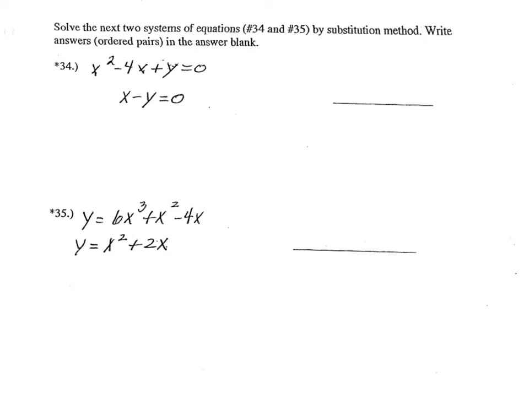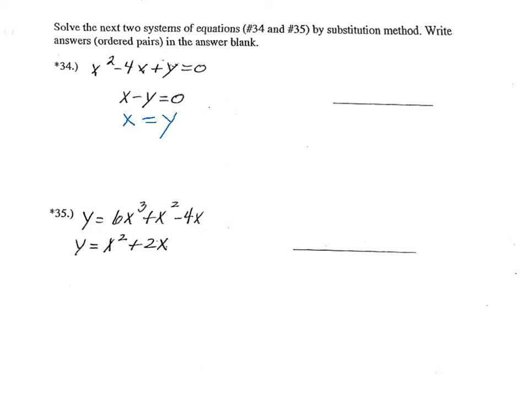Next we will review solving systems of equations by the substitution method. So in number 34, we have x squared minus 4x plus y equals 0 and x minus y equals 0. The easiest equation to work with would be the second one, and we can easily add y to the other side to get x equals y. Or if you want to look at it, y equals x.